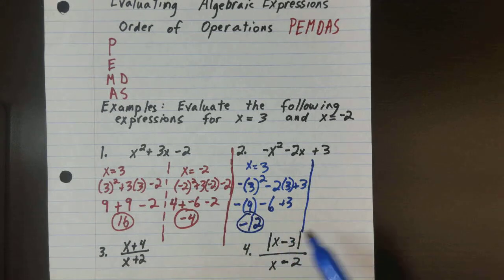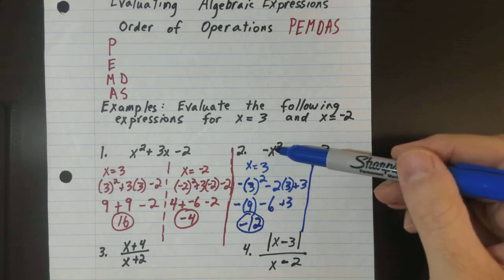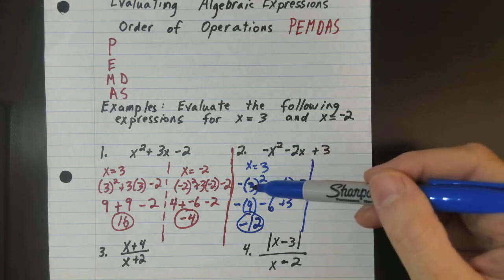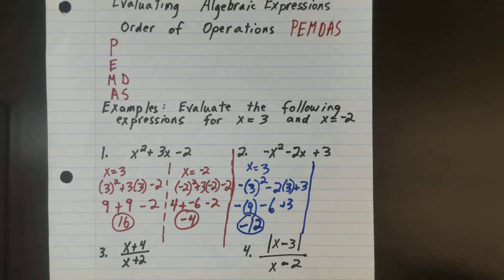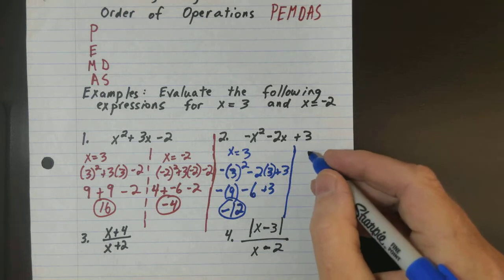Okay. Now I do want to make a point here. When this negative is outside, that negative is not part of the thing that gets squared here. So that's why this example's here, just to highlight that.